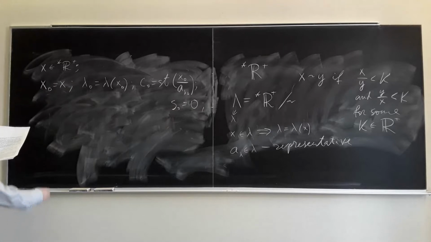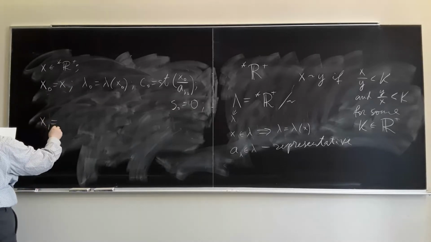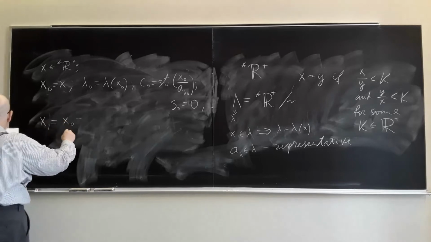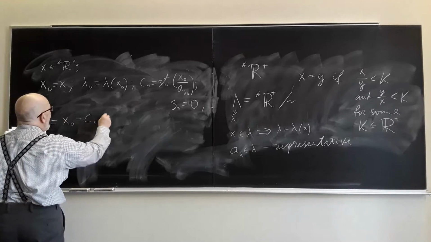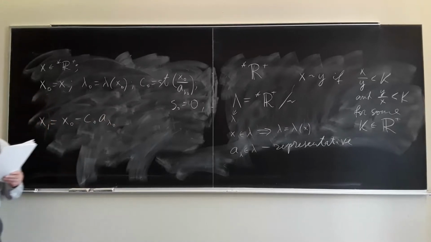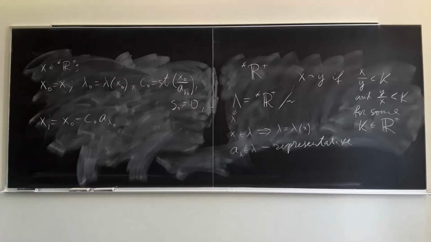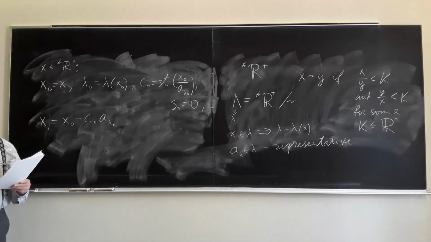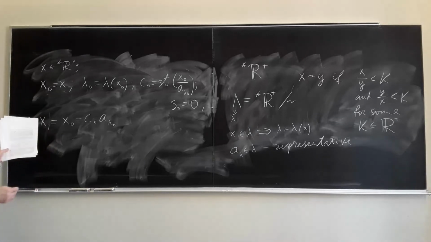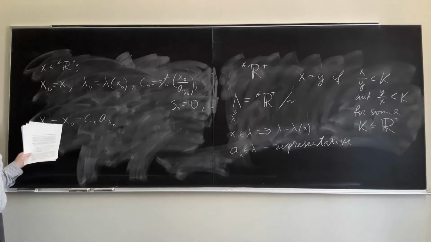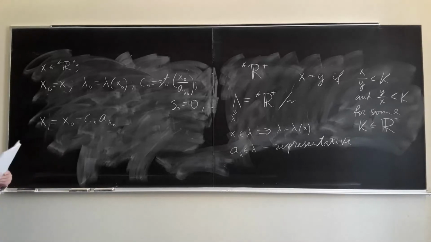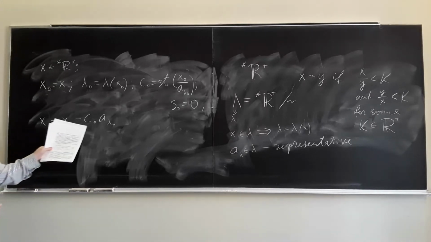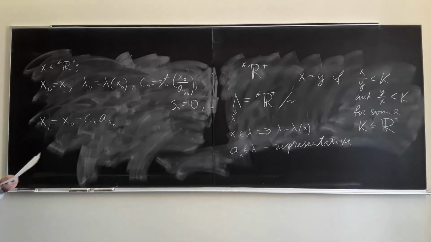Then we write the next. x1 equals x0 minus c0 a lambda 0. So this way we split from x0 its principal part. So the remainder is small, x1 is small relative to x0. If you divide x1 by x0, we will have something infinitesimal.